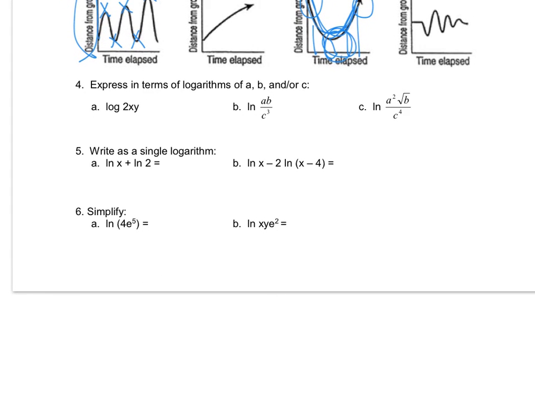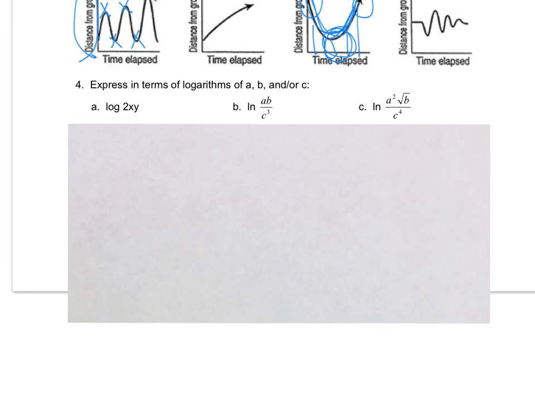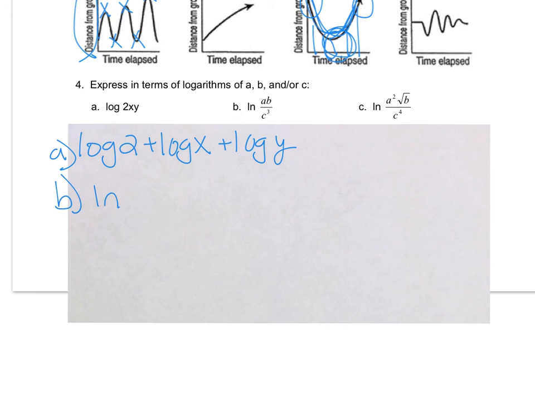All right, 4, 5, and 6 are more practice with logs. So for A, because we have a product as the argument, we're going to use the property where we can separate it with addition. For B, I have addition from the numerator, but then subtraction from the denominator. We have to go one step further and move this exponent.